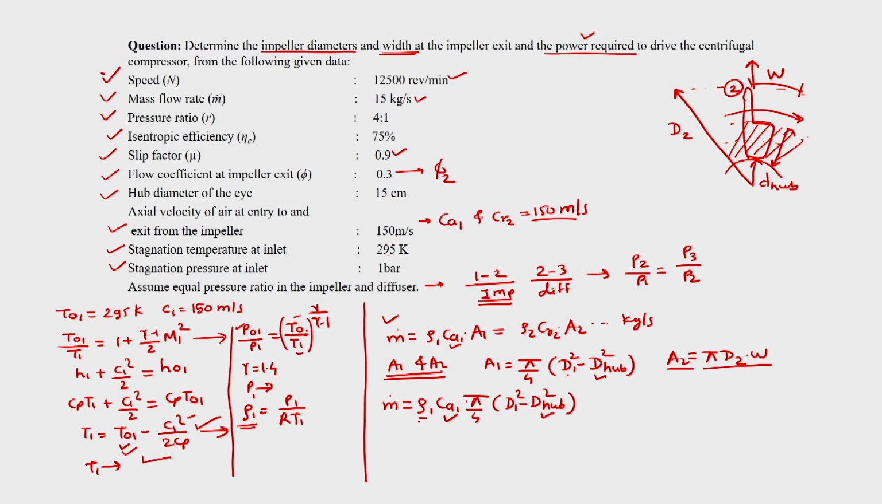So now, knowing the density, knowing the velocity 150 meter per second, knowing the mass flow rate, knowing the diameter of the hub, we can find out D1, which is the diameter at this state. So we know this is D1 diameter. Now our objective is to find out D2 or width, W2.